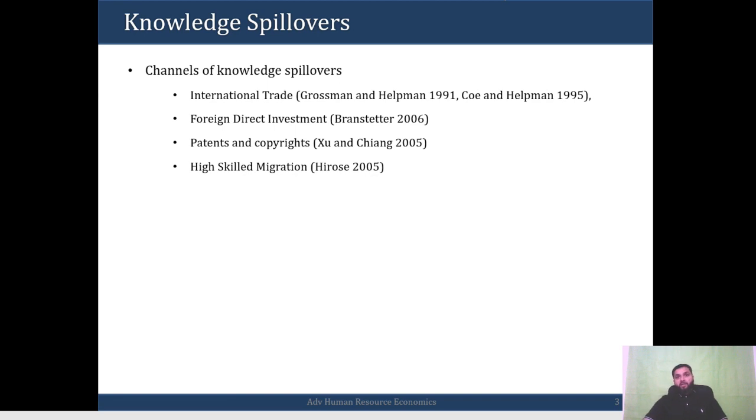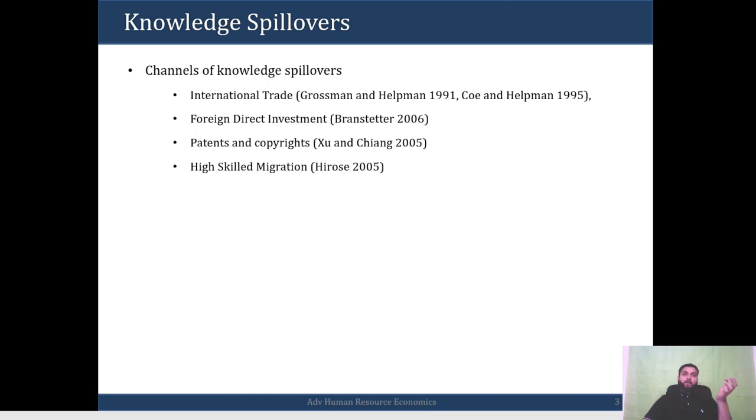And high-skilled migration. The example that I gave of Siemens is for the domestic market. But if there are high-skilled workers in, for example, Pakistan, where I'm sitting right now, and if they migrate to another country, let's say Afghanistan, then they will also take their human capital to Afghanistan. From Pakistan, they must have learned something. So all this knowledge will transfer from Pakistan to Afghanistan. So this is one of the ways of knowledge spillovers.